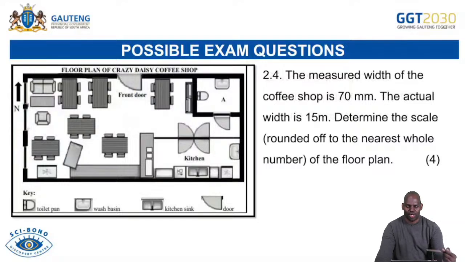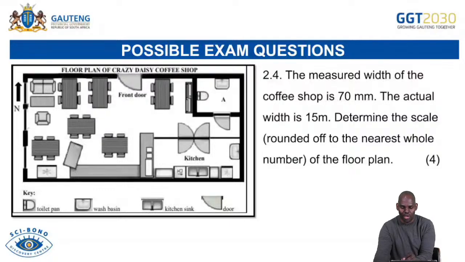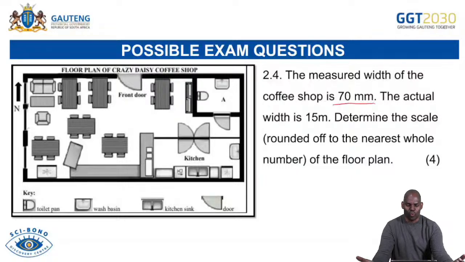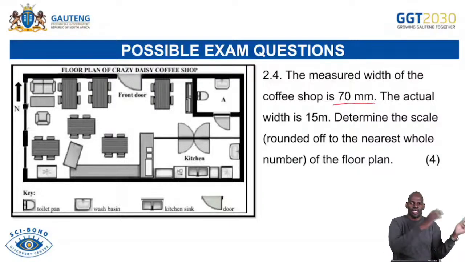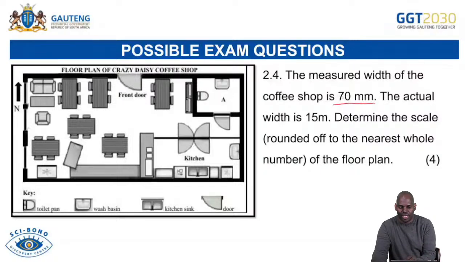Okay, then the next question, still on the very same picture. The measured width of the coffee shop is 70 millimeters. So the width has already been measured. Now, if I may ask, which side would you say is the width in this case? When we say the width, obviously it is the shorter side. If they had to talk about the longer side, they will say it's the length. So they say it's 70 millimeters.